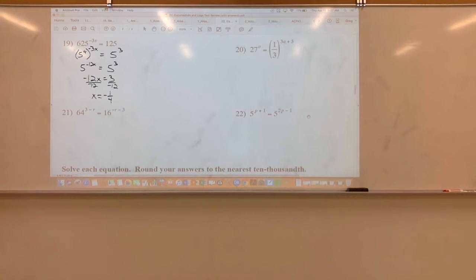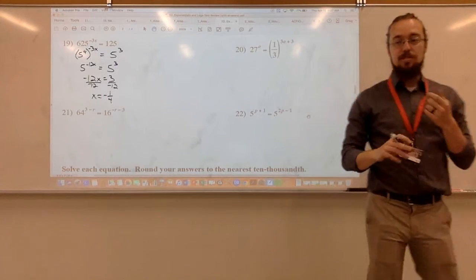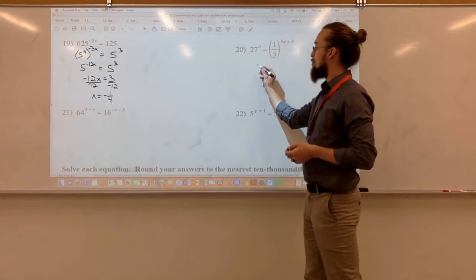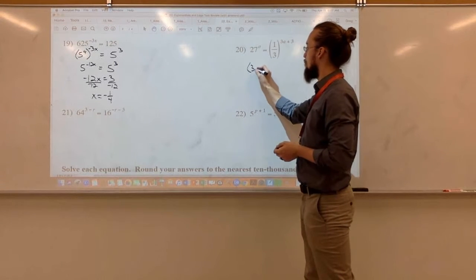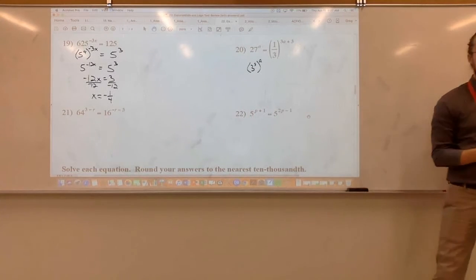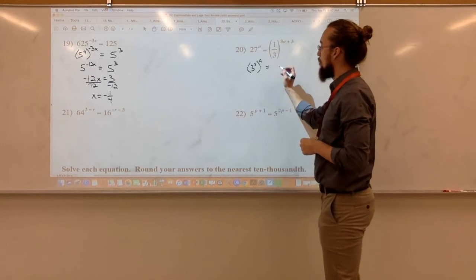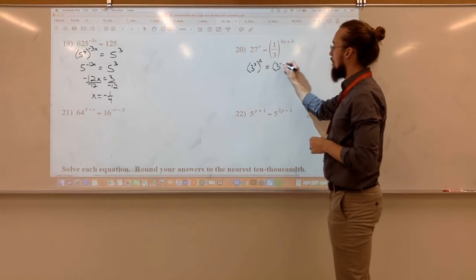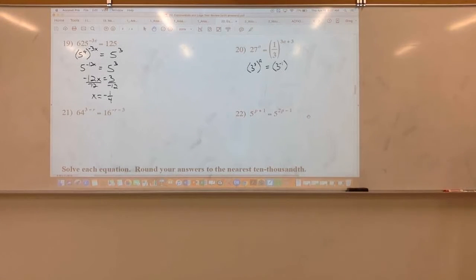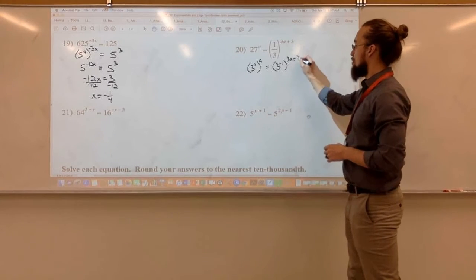All right. 20, same idea. I'm going to rewrite both sides with the same base. So 27, I can rewrite with a base of 3. That would be the same as 3 to the 3rd power, and that's raised to the a. Then 1 over 3. Okay, we talked about we can rewrite 1/3 with a negative exponent. Right? 1/3 is the same as 3 to the negative 1st power. And then that's raised to the 3a plus 3.